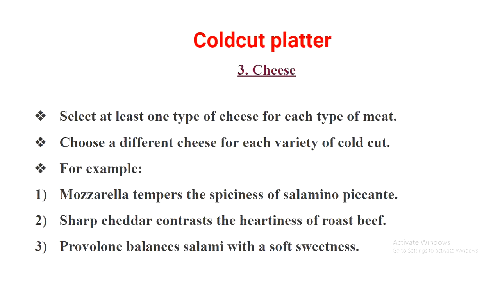For example, mozzarella tempers the spiciness of salamino picante, cheddar normally goes with roasted beef based cold cuts, and provolone normally goes with salami. So these are some typical examples of common cheese accompaniments which you are using: mozzarella with salamino picante, cheddar with roasted beef based cold cuts, provolone with salami, etc. So always cheese will go as an accompaniment in the cold cut platters.